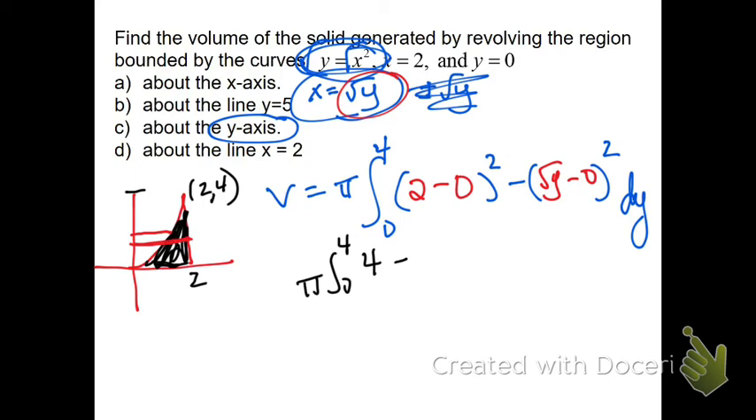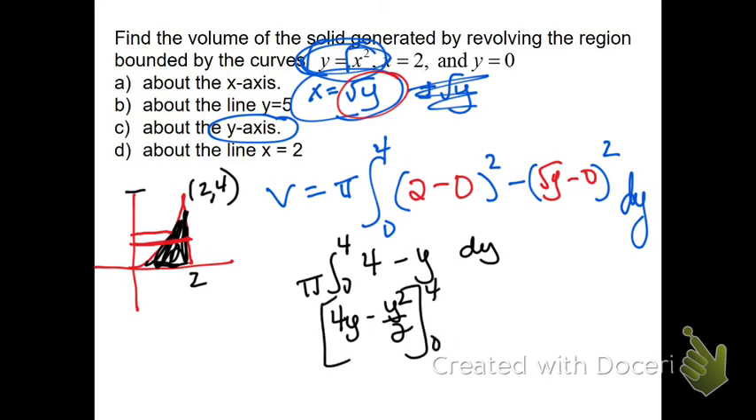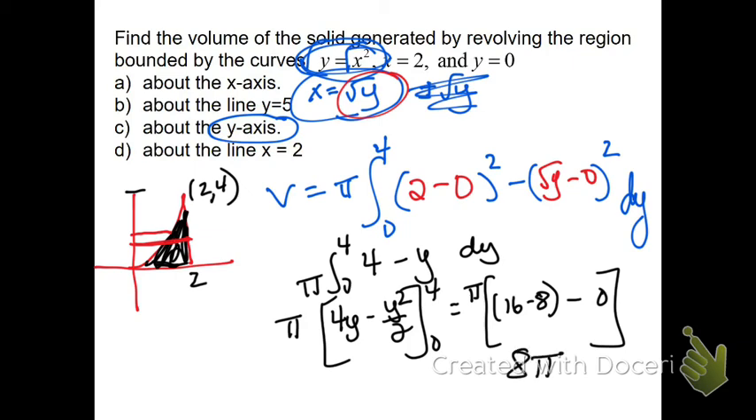The square root of y squared is just y, so that's what that simplifies to. Now when I integrate, I would get 4y minus y squared over 2, evaluated from 0 to 4. Now plug in your 4 and your 0 and subtract. When you plug in the 4, you get 16 minus 8. Plug in the 0, you get 0. So this should be a final answer of 8 pi.